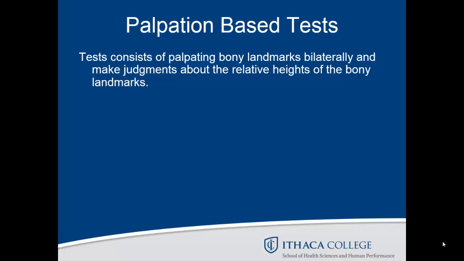The purpose or goal of these tests is to palpate bony landmarks bilaterally and then make judgments about the position of those bony landmarks relative to each other. Some common landmarks that we use are the ASIS anteriorly and the PSIS posteriorly. Iliac crests are also commonly used to palpate and compare.